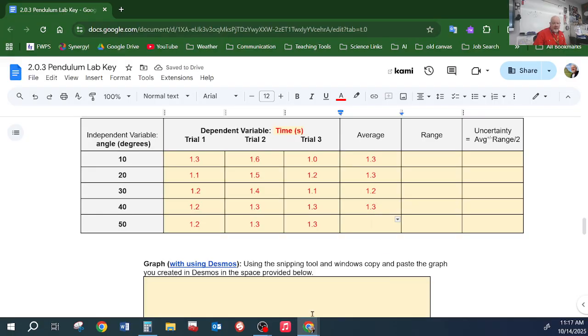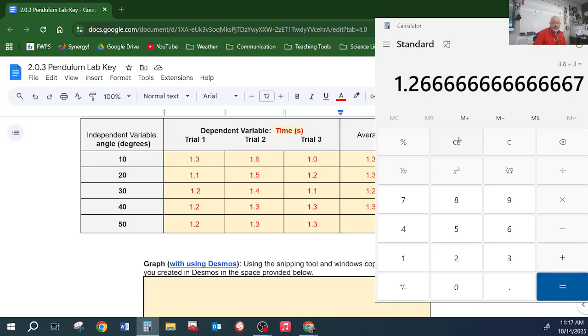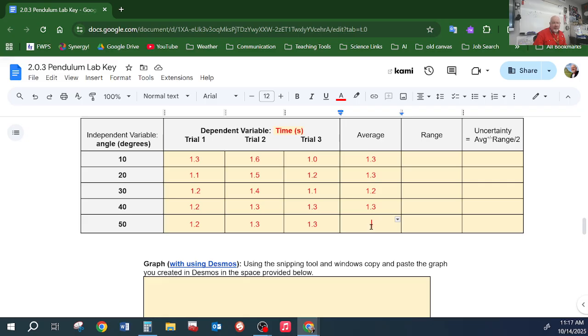All right, and then lastly, 1.2 plus 1.3 plus 1.3 equals 3.8, and divide that by 3 and get 1.26. We're going to round that up to 1.3. All right, so I'm starting to see a pattern emerge that they're all about 1.2, 1.3.